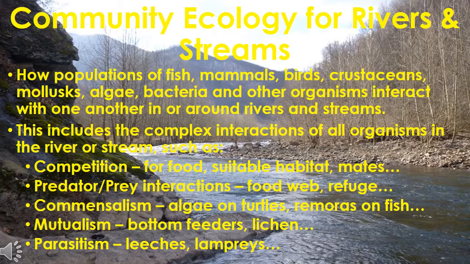Community ecology for rivers and streams includes how populations of fish, mammals, birds, crustaceans, mollusks, algae, bacteria, and other organisms interact with one another in or around rivers and streams. This includes the complex interactions of all organisms in the river or stream, such as competition for food, suitable habitat, or mates, predator-prey interactions, such as the food web or refuge, commensalism, such as algae on turtles or remoras on fish, mutualism, such as bottom feeders or lichen, and parasitism, such as leeches or lampreys.